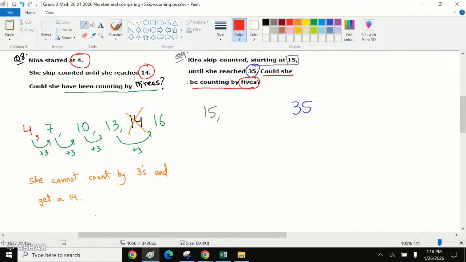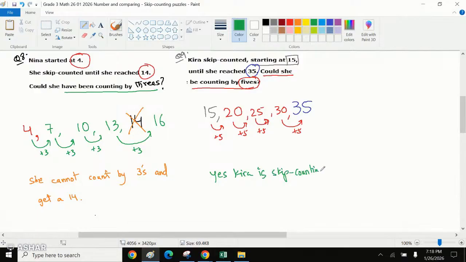Let's see. 15 plus 5 becomes 20. 20 plus 5 is 25. Plus 5 is 30. And 30 plus 5 would be 35. Yes, Kira is skip counting by fives. Yes. Thank you.